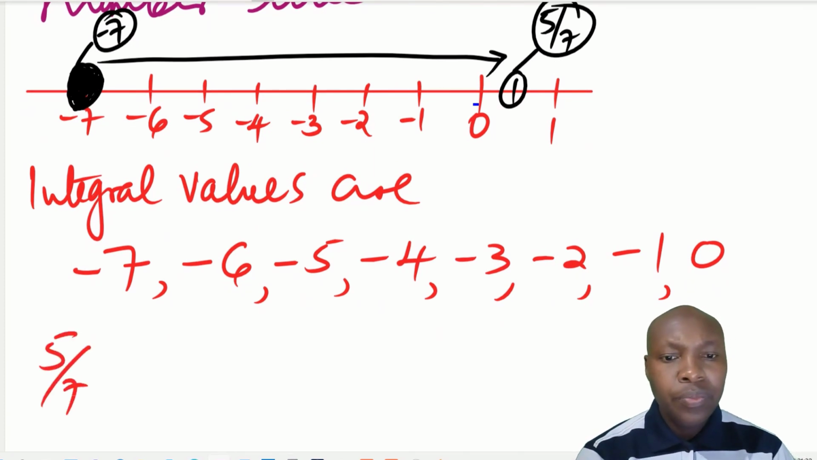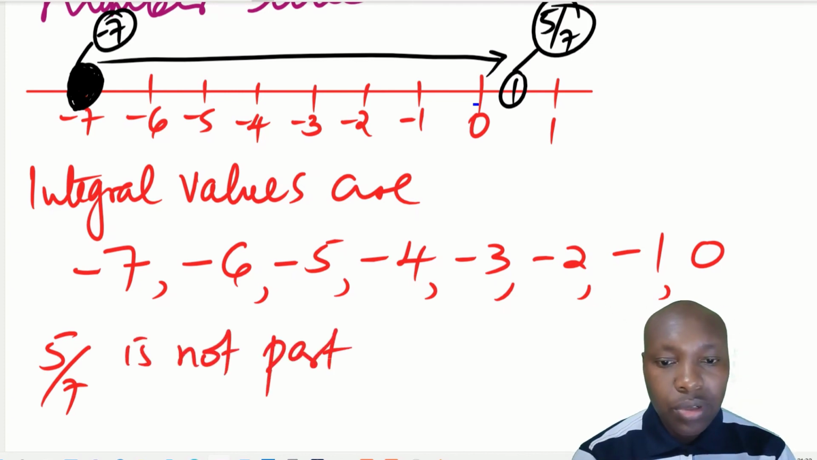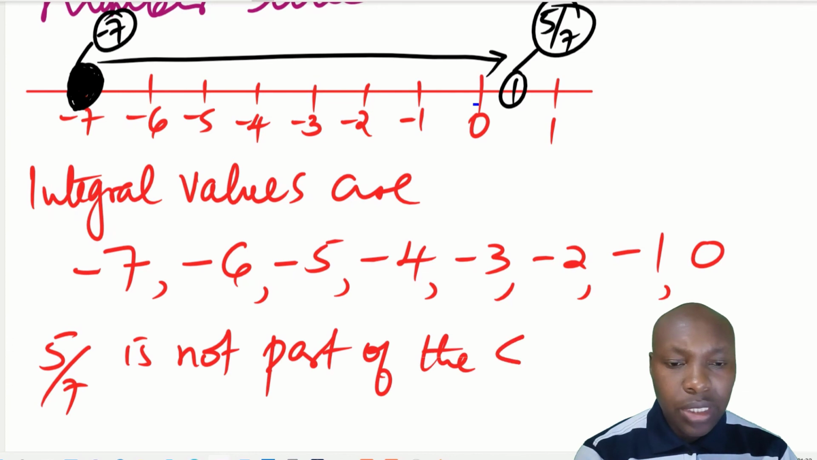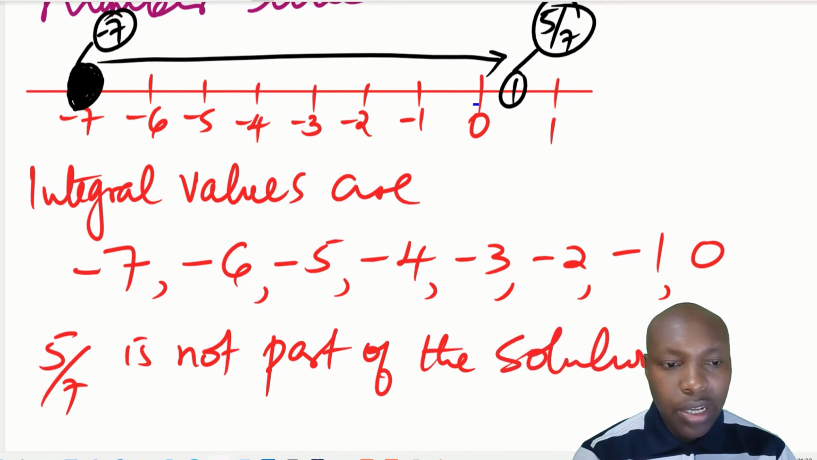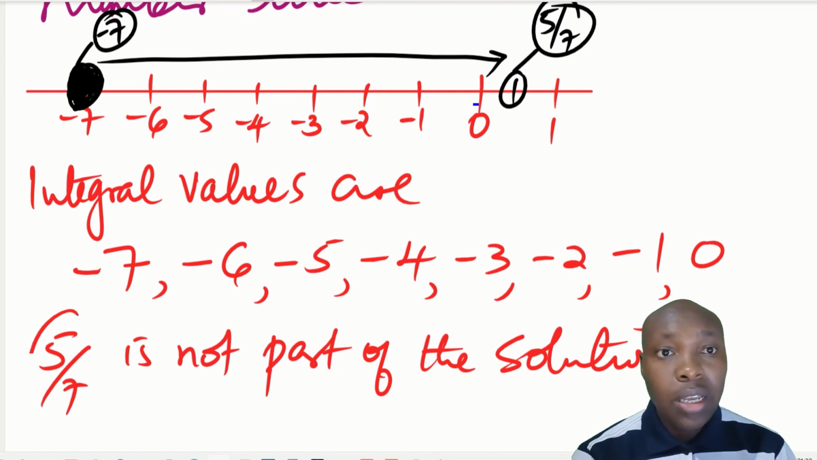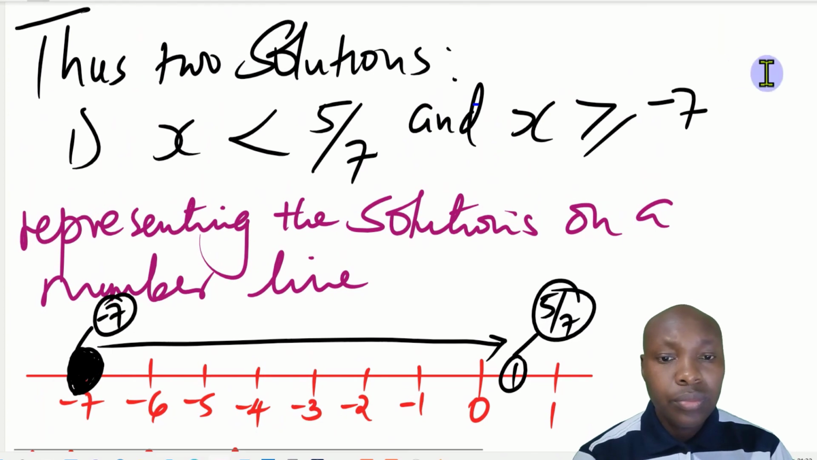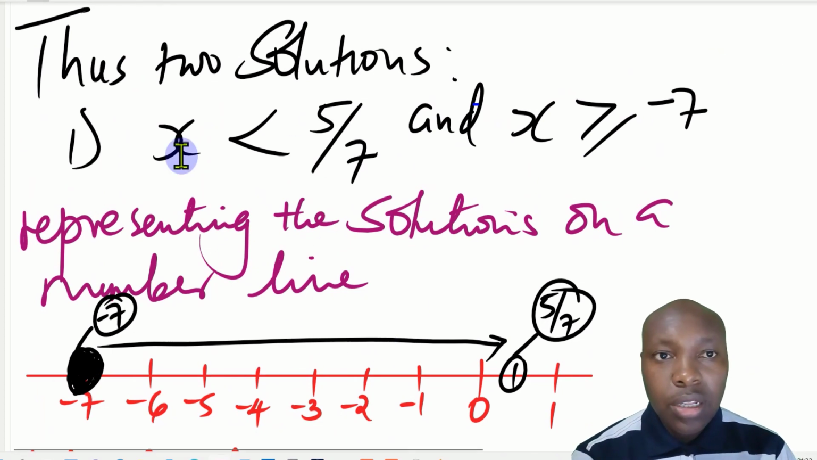And therefore, the solution that we have for this part of the question is negative 7, negative 6, negative 5, negative 4, negative 3, negative 2, negative 1, and 0. So as I've said, 5 over 7 is not part of the solution. It doesn't satisfy the inequality. So that is how you're supposed to basically work out that question.